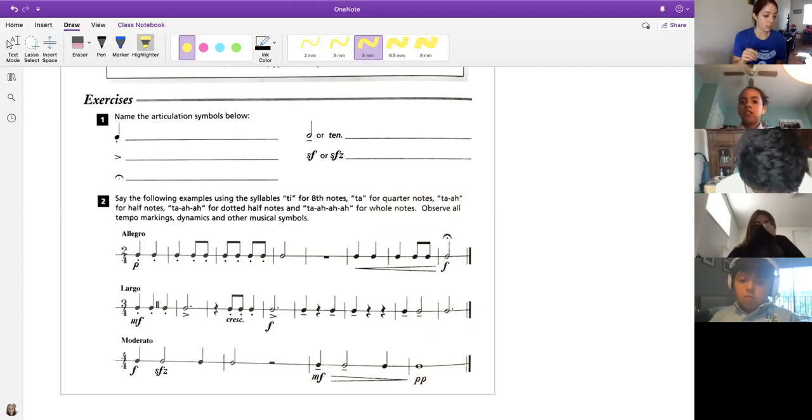If you have a piano or a keyboard, you could play it there. I will actually transition over to my keyboard so you can hear the difference between this.